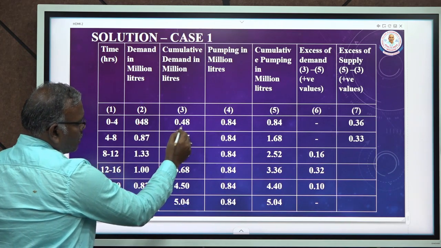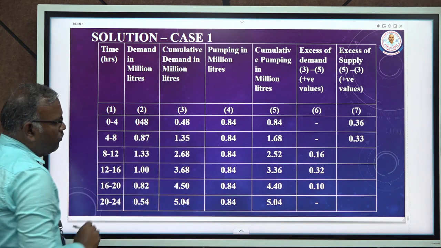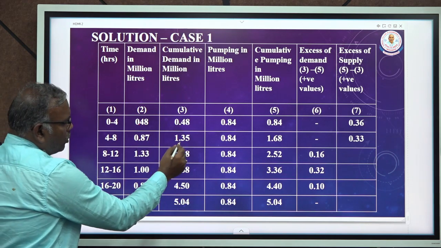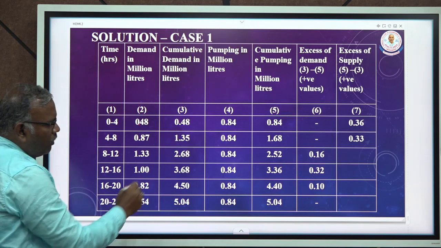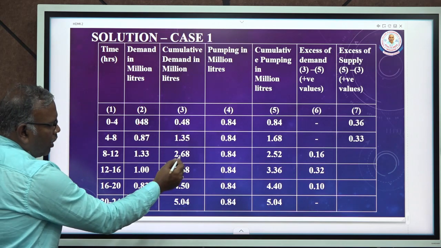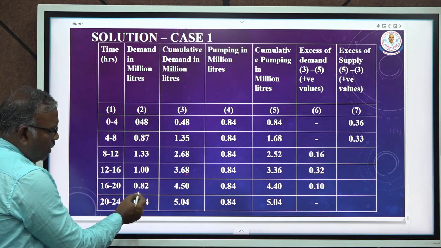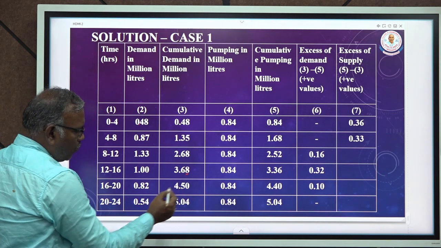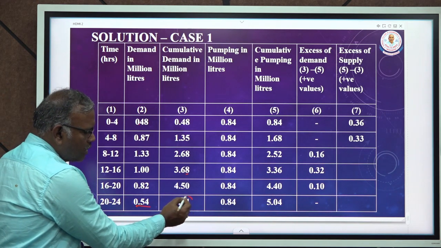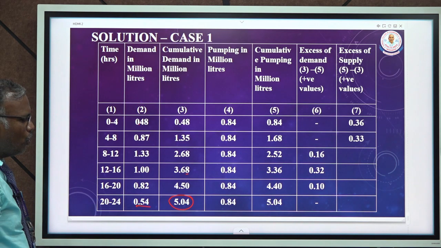The first one is the demand for the time period of 0 to 4 hours, it is 0.48, plus the demand of the next 4 hours, added together, will give 1.35. Next, 1.35 plus 1.33 will give 2.68. If we add the next successive value, we will get 3.68. Next 0.82 will give 4.5. Next value is 0.54, we will get 5.04. It is the total amount of water required for the entire 24 hours.